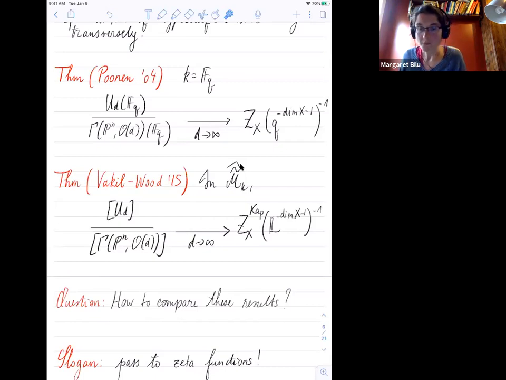But you remember from the formula for the zeta function that I wrote down earlier that the point counts over successive extensions of F_q are just the coefficients, up to logarithmic derivative, of the zeta function. So it looks like Poonen's theorem could be viewed as a convergence result for the zeta function of this thing in the coefficient topology, the topology where a power series is small if its coefficients are small.